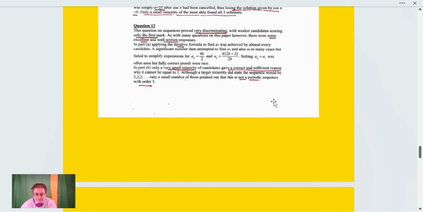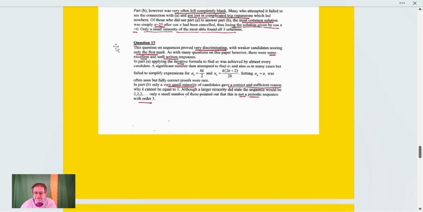A quick peek at the examiner's report. This question proved very discriminating, with weaker candidates scoring only the first mark. But there were some excellent and well-written responses. In part A, applying the iterative formula to find A2 was achieved by most, etc. Fully correct proofs were rare. In part B, only a very small minority of candidates gave a correct and sufficient reason why k cannot equal 1. In other words, the period is not 3.